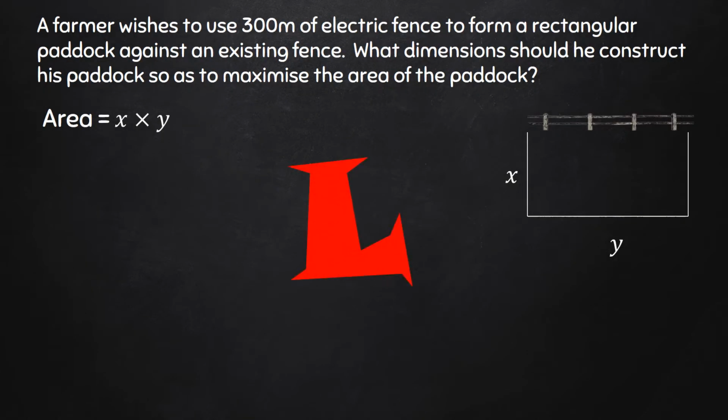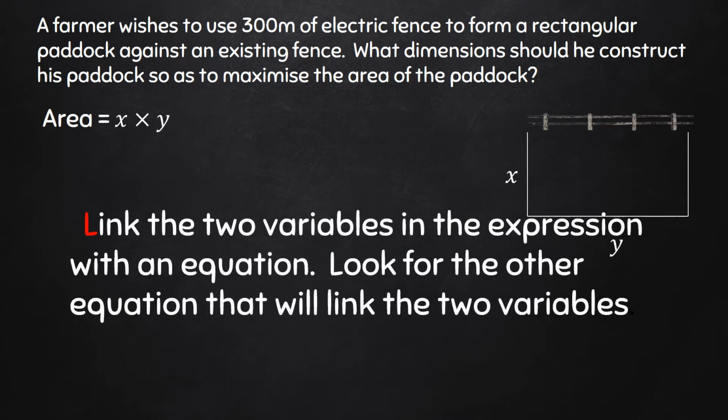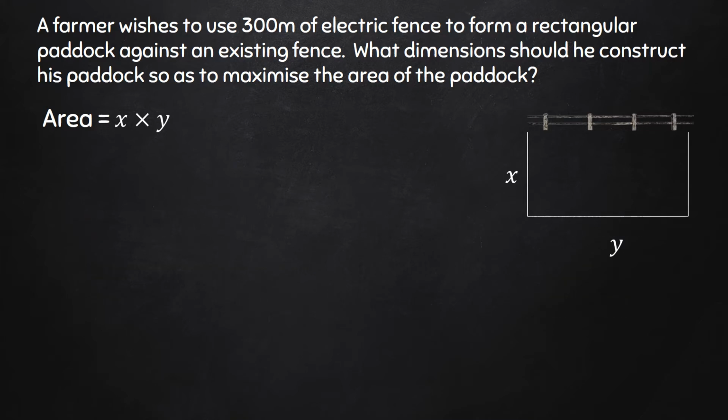So our L stands for linking the two variables in the expression with an equation. So we're looking for another equation that will link the two variables. And what we were given is that we knew that we had 300 metres of fencing available. So we're only looking at it on three sides. So that's why we've got 2x plus y equals 300. We don't need to do the fourth side because it's already a fence.